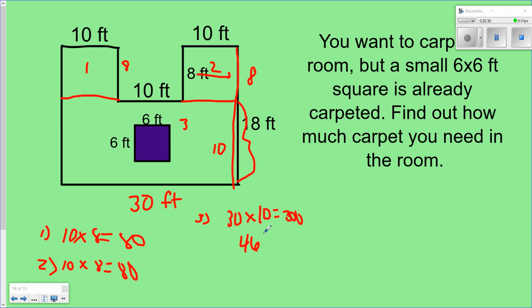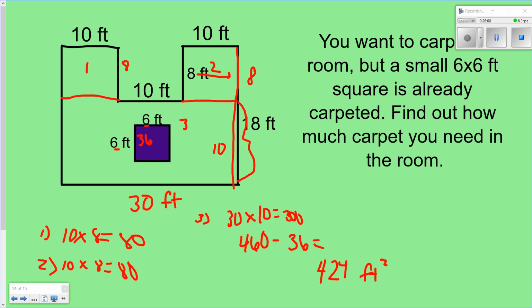But if we go back to the problem, do we need to carpet the whole room? No, we don't. We have some part in there that does not need to be carpeted. What is this part here that doesn't have to be carpeted? Well, it's 6 by 6 feet, but how much area is that? I know 6 times 6 is 36, so 36 doesn't have to be carpeted. Let's subtract 36 out. And so we really only need to carpet 424 feet squared of this room. So that's today's lesson.